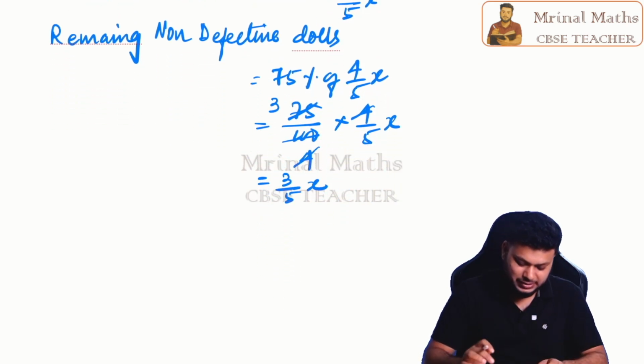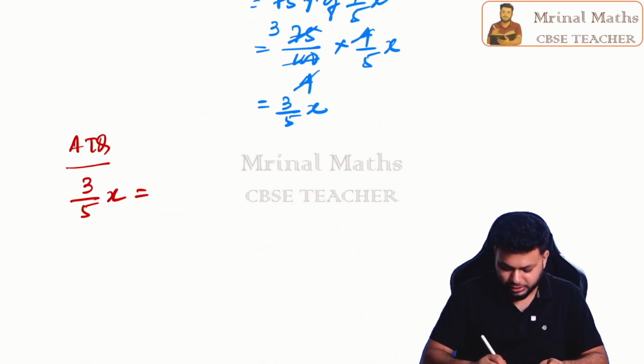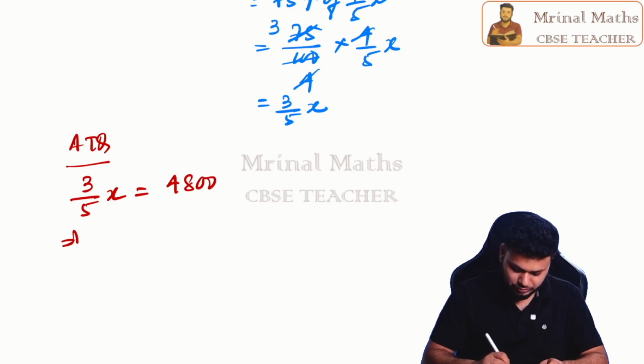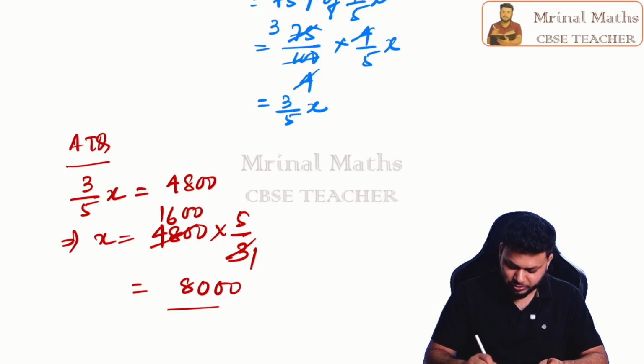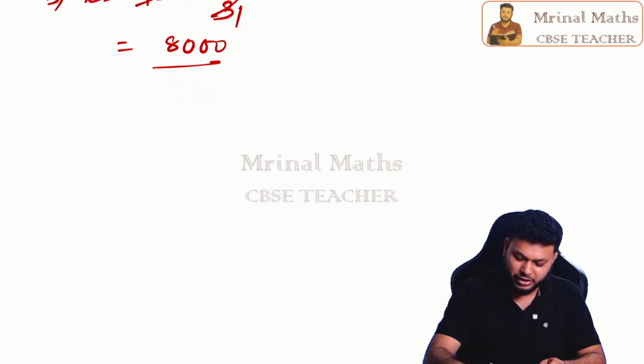So let's equate this. See how I'm writing this down. According to the question, 3 by 5 X is equal to 4800. Now, shifting 3 by 5 to the other side, we write the reciprocal of this, 5 by 3. 3 ones are 3, 3 sixteens are 48, 0, 0. 5 sixteens are 80, 0, 0. So what was the total number of dolls that we got? 8000.